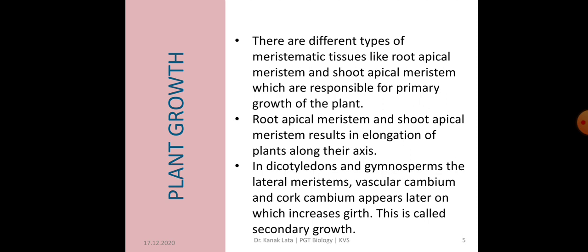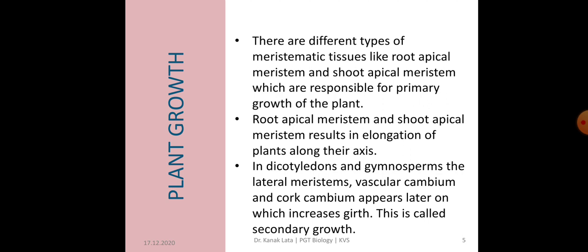In case of plants, different types of meristematic tissues like root apical meristem and shoot apical meristem are present, and these meristems are responsible for primary growth of the plant. The root apex and shoot apex meristems add new cells to cause linear growth parallel to the long axis of the plant body. It means it results in elongation of the plant along their axis.